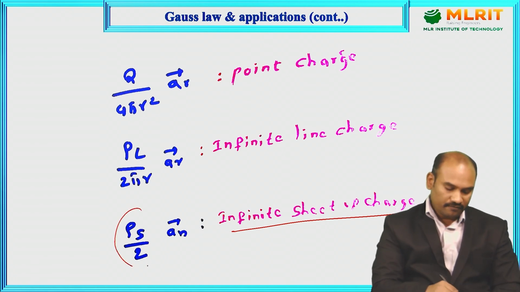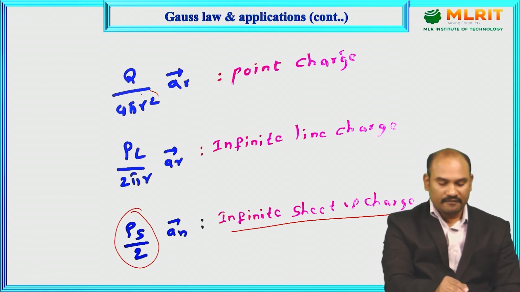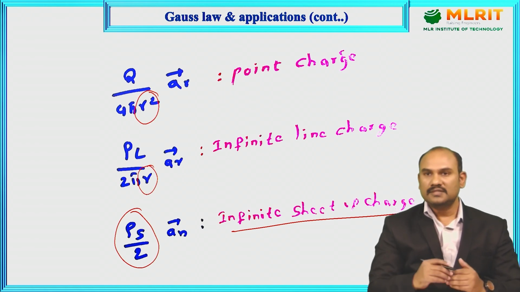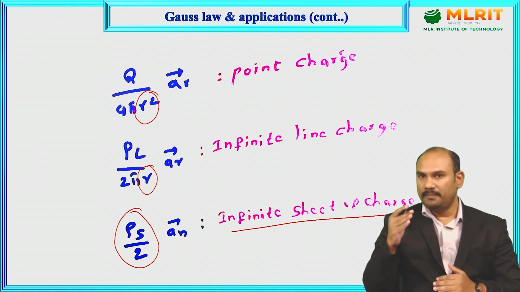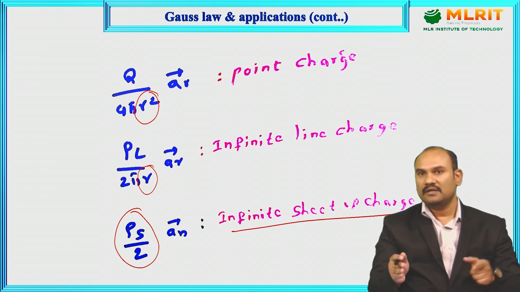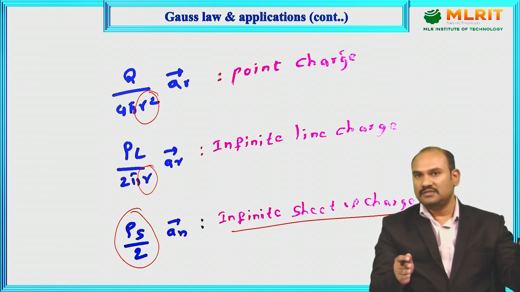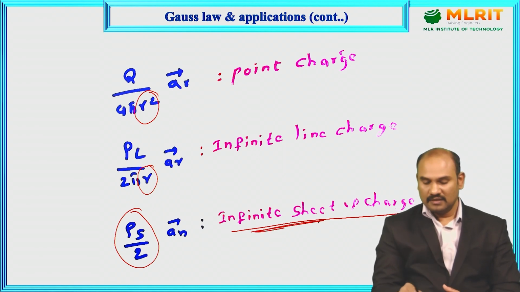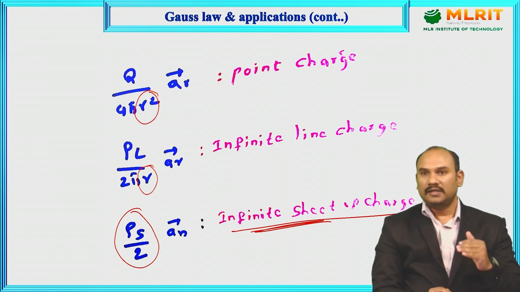In such a case you have rho s by 2. Here you have r square, here you have r, here there is no r. R is the distance between the point P at which you are measuring the flux density and the charge due to which you are measuring the flux density. There is no r here, which means the flux density measured in this case is not dependent on the distance. For an infinite sheet of charge, it is independent of distance.